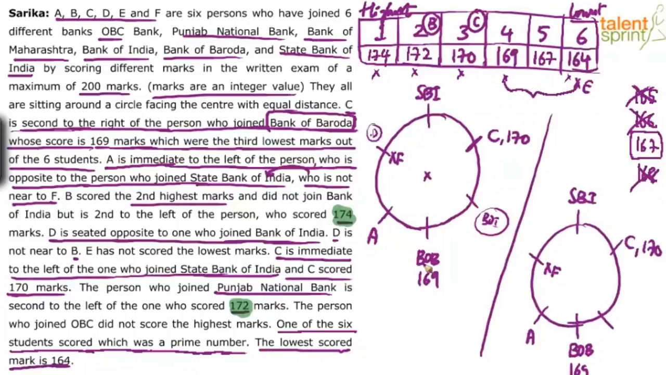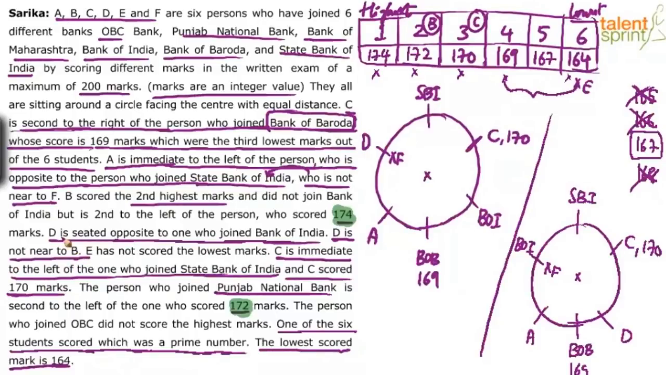Yeah. So now what we will do is, let's assume that in one case D is here, in the other case D is here. So D comes here and this will be Bank of India. Then in the previous case, we can fix D and Bank of India accordingly, right? So D is here and Bank of India is here. Let's see what happens. So this point is done. D seated opposite to the one who joined Bank of India. D is not near to B. Look at this. D is not near to B.